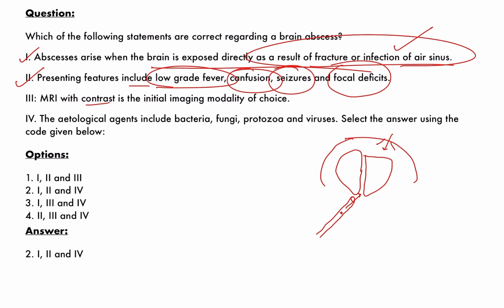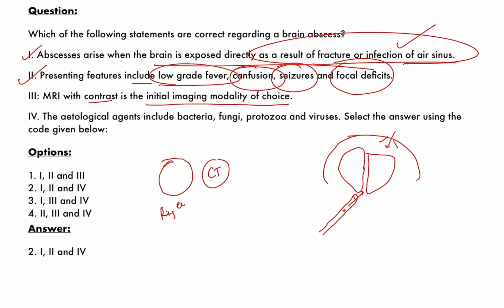Now, MRI with contrast is the initial imaging modality of choice. Brain abscess, there is a typical CT scan feature that you see in brain abscess. So there is a classic appearance of a smooth walled, well defined, ring enhancing mass lesion. So you don't have to go for that, just CT is enough. No need to go for MRI with contrast in these cases.